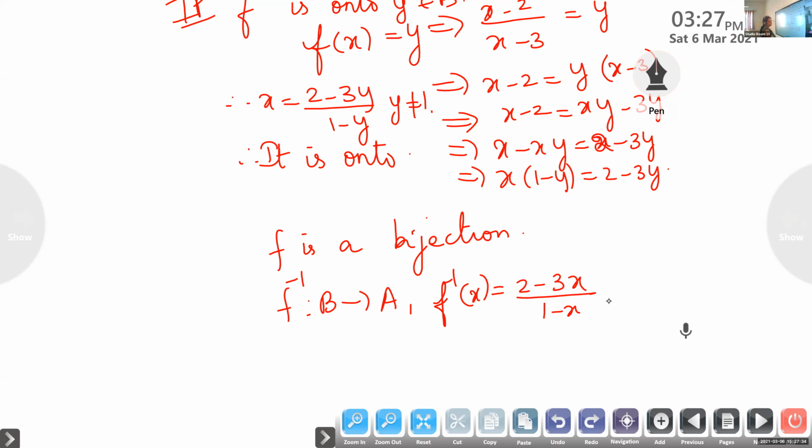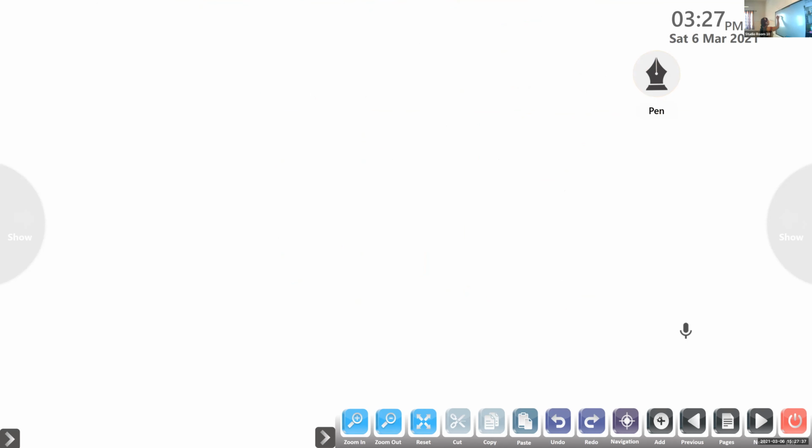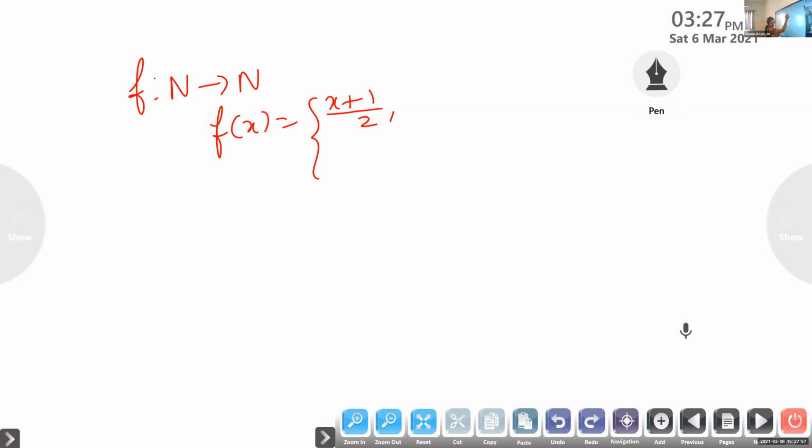Next one. Let f from N to N be defined by f of x is equal to (x plus 1) by 2 if x is odd, and x by 2 if x is even, where x belongs to N.